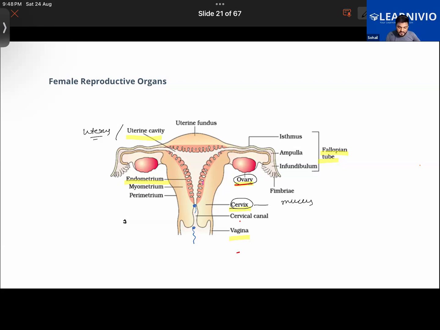See, at the time of ovulation or at the time of fertility, this will also be happening when the sperm is passing. So at that time, just a thin mucus would be released. Is everyone getting what I'm saying?